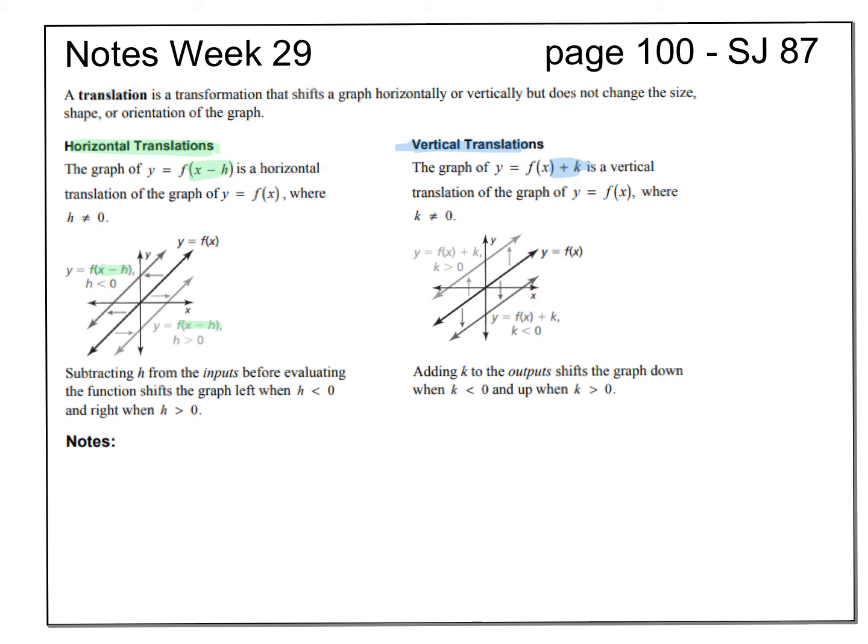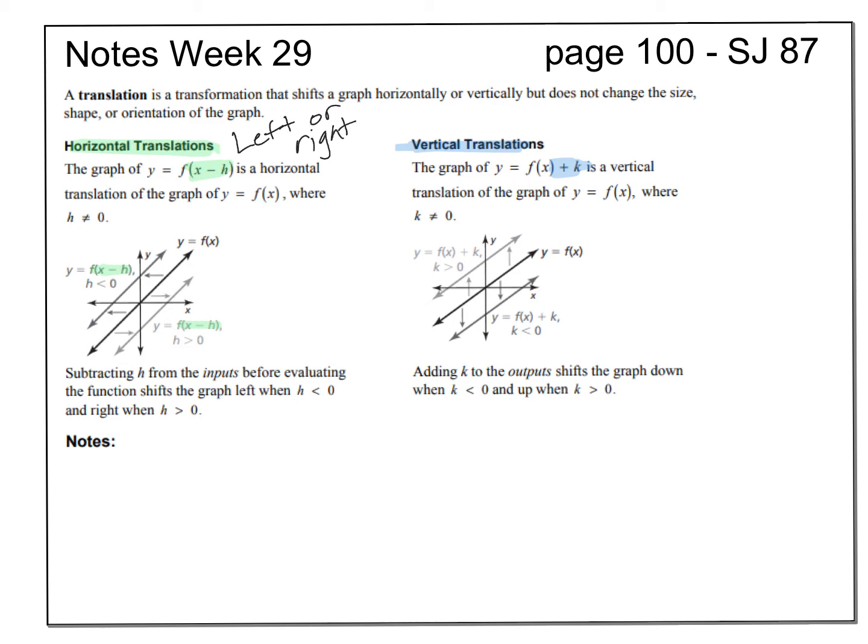The first thing there you see is a translation. It's a transformation that shifts a graph horizontally or vertically, but the size doesn't change, nor does the direction change. So we're going to talk about horizontal translations. A horizontal translation is a left or right movement.